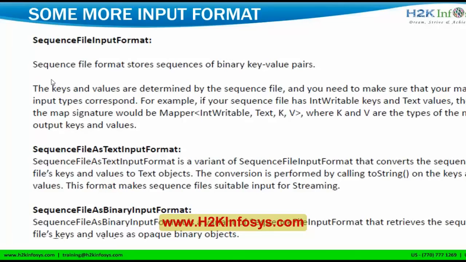Sequence file as text input format is a variant of the sequence file input format. So it is a form of our sequence files. All these files will be read sequentially in the form of key value pairs, whereas they will be internally converted into binary formats. The sequence file as text input format converts the sequence file keys and values to text objects, and the conversion is performed by a function called toString on the keys and values. This is used when we are processing our image files, but internally all the binary values will be converted into text objects.